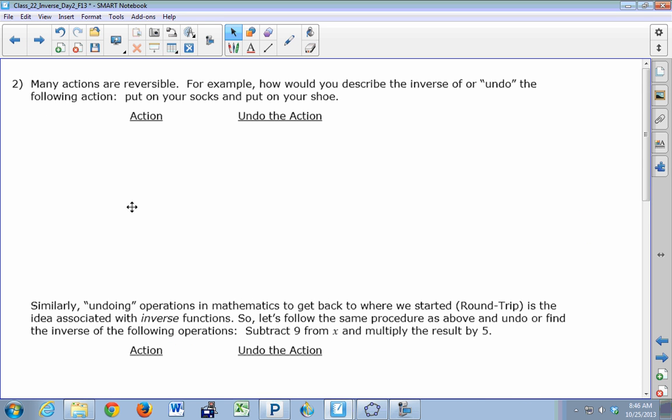Many actions in life are reversible, right? Many aren't. If we have an explosion, we can't undo an explosion. Right, if you have a time machine, Back to the Future kind of thing.